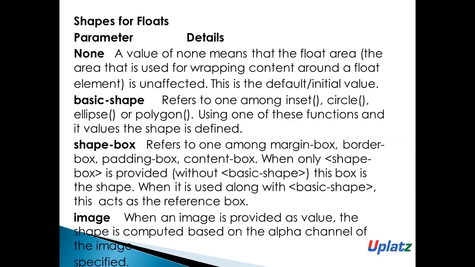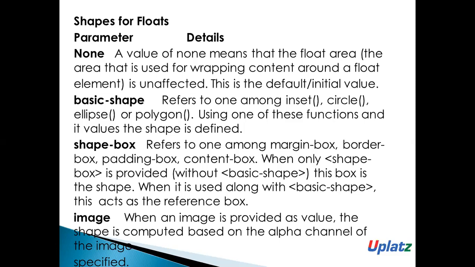So first is shape for floats. We have some parameters and details for that. The parameter none means the float area that is used for wrapping content around a float will be unaffected. So the area remains unaffected. This is the default and initial value. Basic shape is referred to one among inset, circle, ellipse or polygon. Using one of these functions and its value, the shape is now defined. So that is all about basic shape.